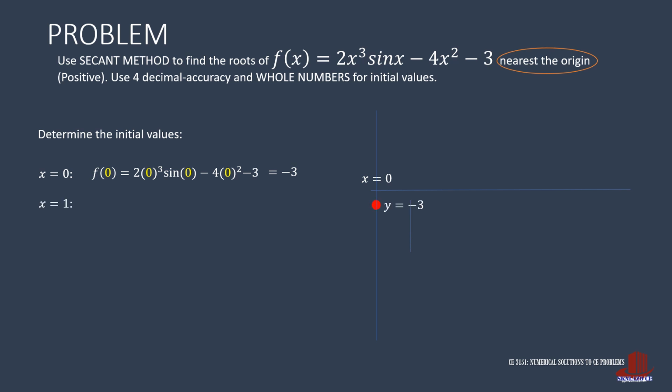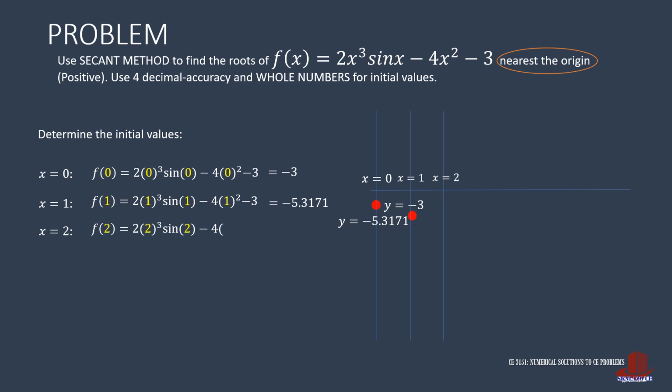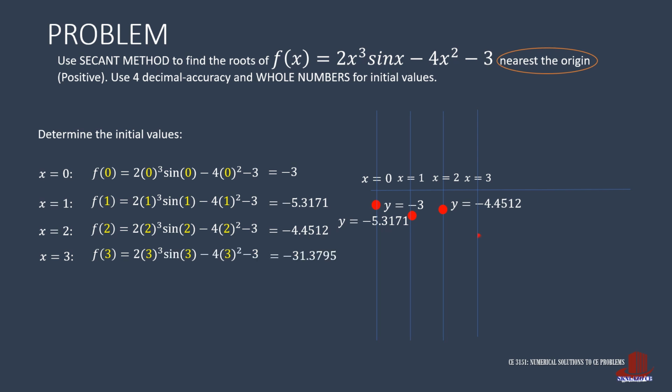Then, we use x of 1, which gives f of 1 as negative 5.3171. We then try x of 2. Then the function becomes negative 4.4512. It is still negative, so we keep on assuming positive values. Try x of 3, which makes the function negative 31.3795.